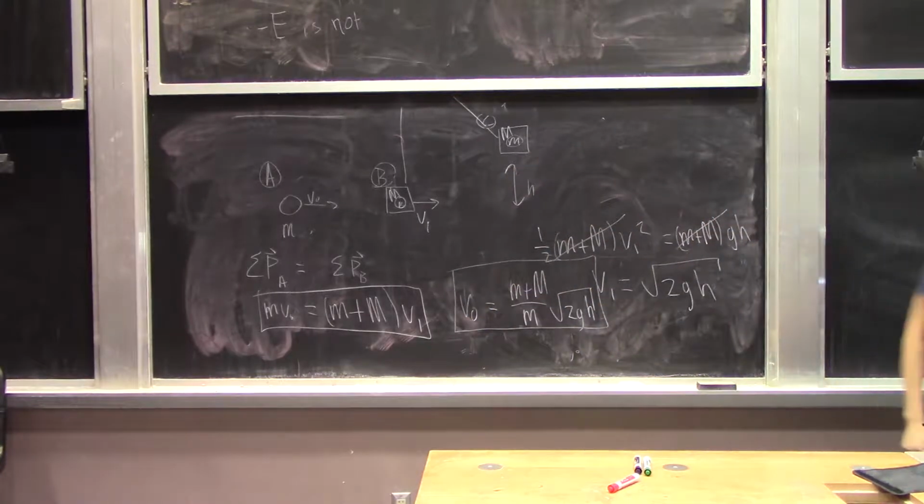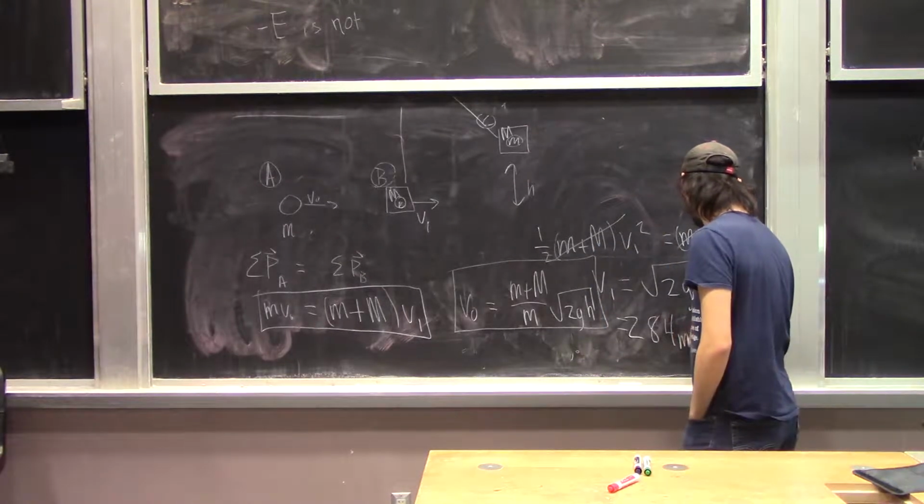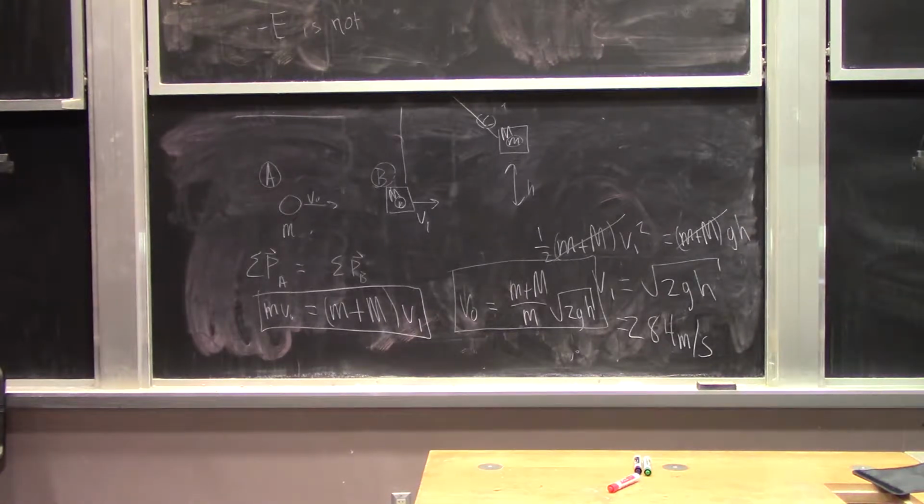Now if you take the numbers that we have here and convert them to SI and evaluate, we end up finding that this is going to be equal to 284 meters per second. Okay? Any questions about this one?